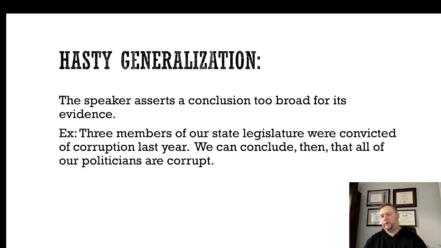An example here is I say, 3 members of our state legislature were convicted of corruption last year. We can conclude then that all politicians are corrupt, right? What's illogical there? Or irrational, right? Where's the fallacy? It's that just because those 3 were corrupt doesn't mean they all are, right? So, it's just too far sweeping.